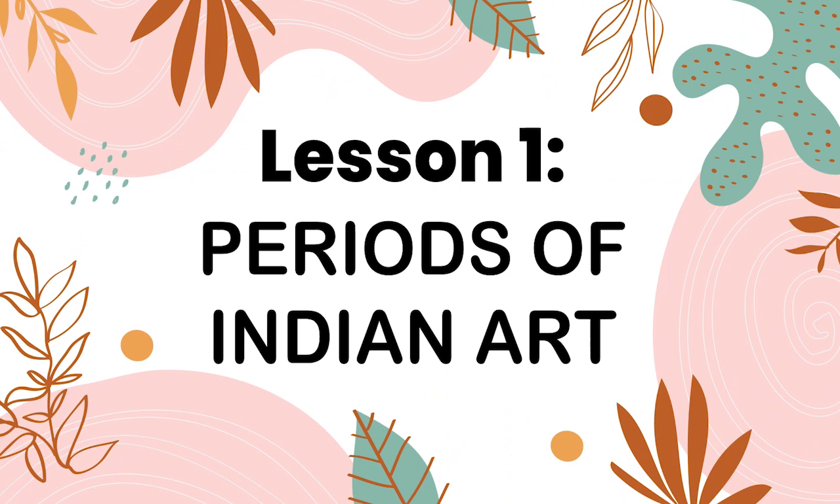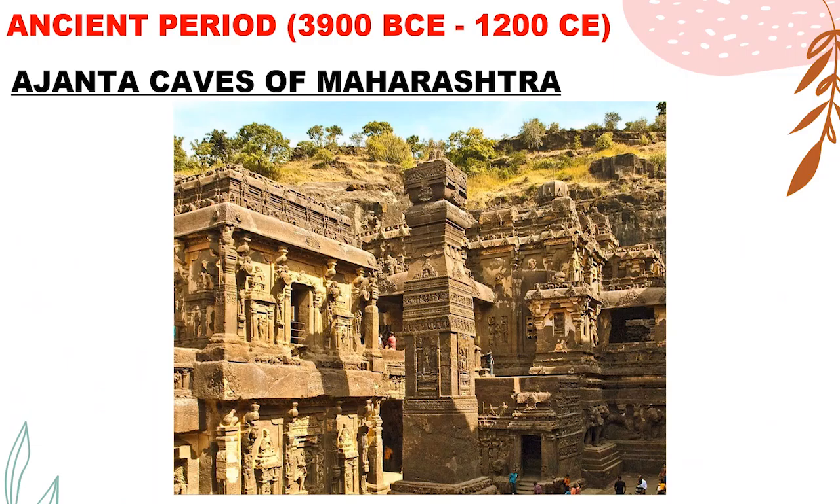For Lesson 1, let's start discovering the different periods of Indian art. Let's start with the ancient period of India, dating back from 3900 BCE until 1200 CE. And one of the most famous structures from this period is the Ajanta caves of Maharashtra.